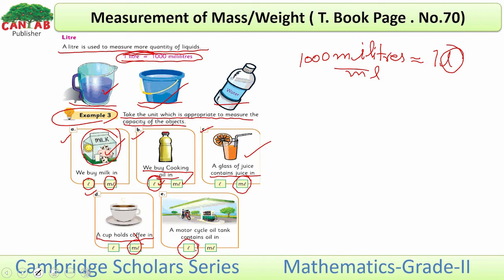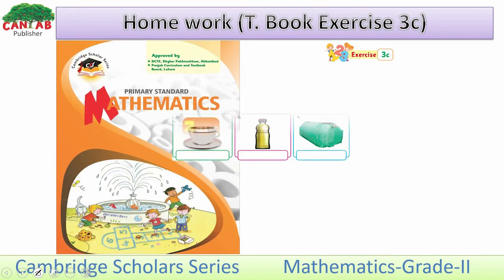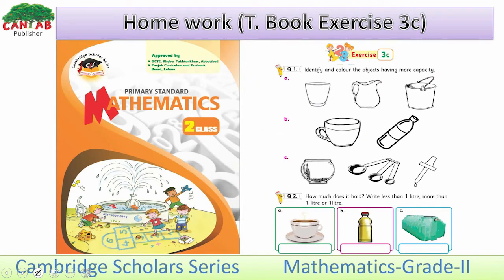Students, now come to the exercise and complete your exercise questions on your book, and then send your textbook to your teacher for checking. This is your home task. Question number 1. Identify and color the objects having more capacity. In each part of this question, there are different objects given. You have to color the objects having more capacity, which contain more liquid.